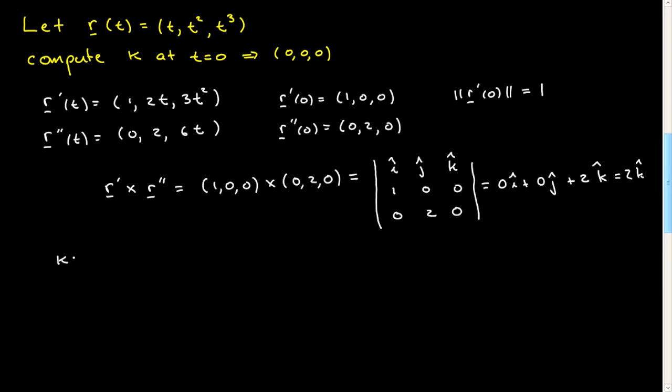We can then go to the curvature formula. That'll be the magnitude of the cross product over the magnitude of the derivative cubed, which is simply 2, and that is the correct answer. I'll challenge you to go and compute the curvature by taking this formula, and you'll see just how much more complicated it is.